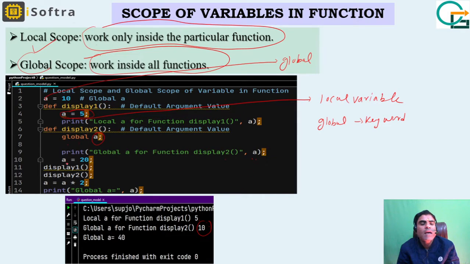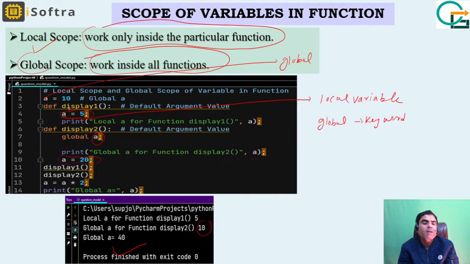Again I have given the value A is 20 inside the display 2 function. So finally, after calling display 1 and display 2, I have applied the expression A equals A into 2. Here A is now 20, because now the value of A is 20. So 20 into 2 is 40. That's why it is showing the output A equals 40.